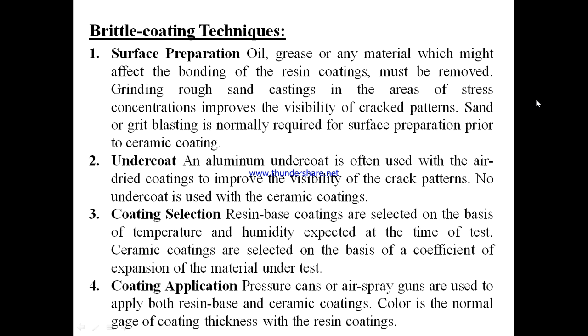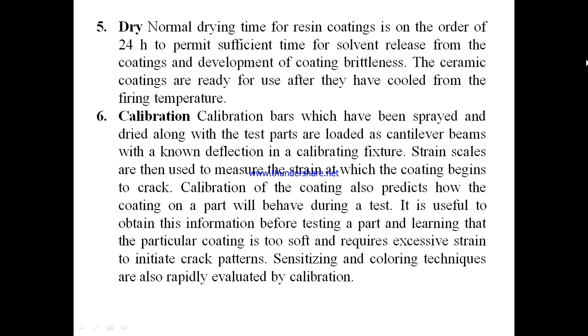Then, in the next step, a proper coating selection is done. Resin-based coatings are selected on the basis of temperature and humidity at the time of test. Ceramic coatings are selected on the basis of the coefficient of expansion of the material under test. Then application of the coating. Pressure cans or air spray guns are used generally to apply both resin-based and ceramic coatings. Color is the normal gauge of coating thickness in the resin coating.